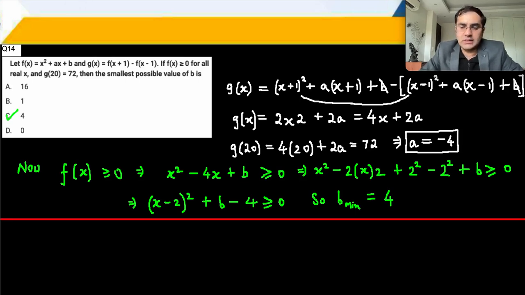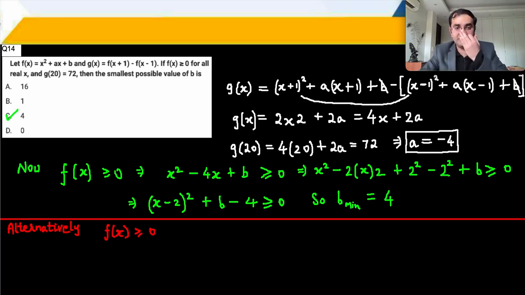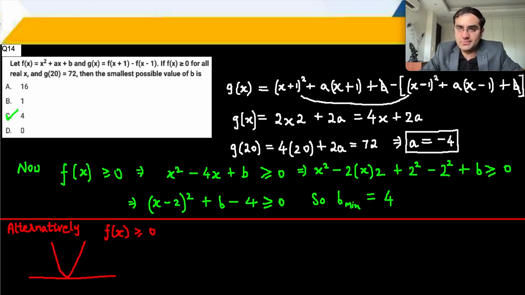And let me give you another nice method over here. Alternatively, the function f of x is always greater than or equal to 0. It is never negative, which means it is an upward opening parabola touching the x-axis at only one point. Touching the x-axis only at one point means equal roots, right? You don't have unequal roots because it's touching at only one point.